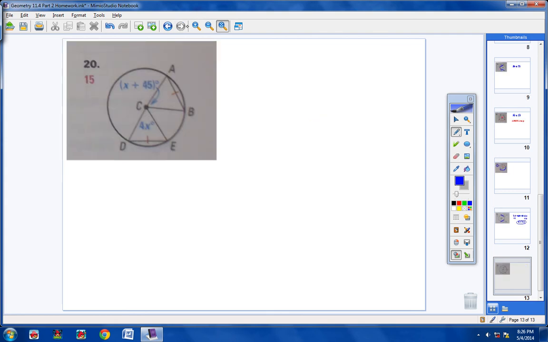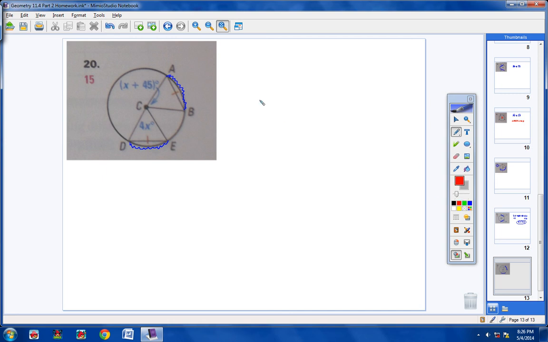Number 20. Okay, now please watch my reasoning. Do you see how this chord here is congruent to this chord here? Okay, what did we learn? When a chord is congruent to a chord, then the corresponding arcs are congruent. So arc AB is congruent to arc DE.